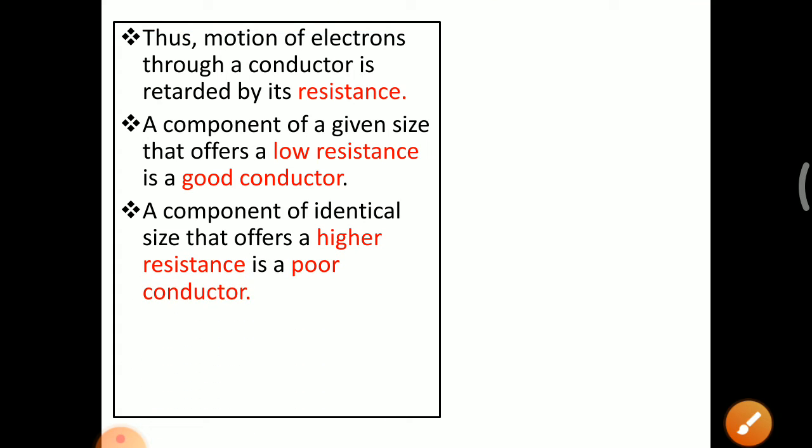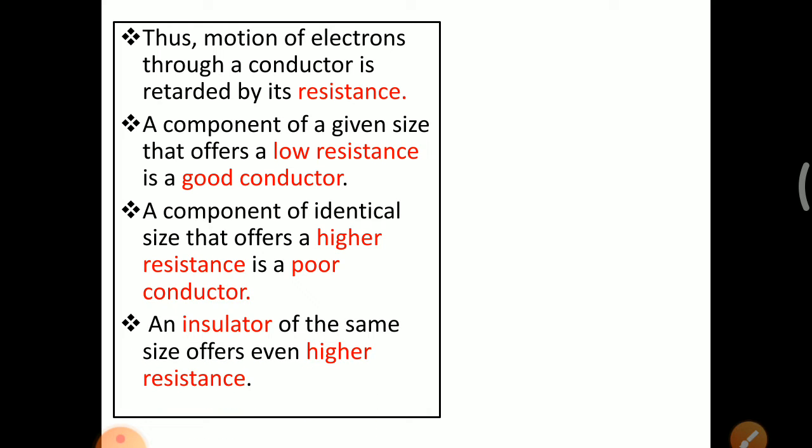A component of identical size that offers a higher resistance is a poor conductor. If it has a high resistance value, it is an insulator or a poor conductor. A poor conductor means it carries less current. It is equal to an insulator. An insulator of the same size offers an even higher resistance.